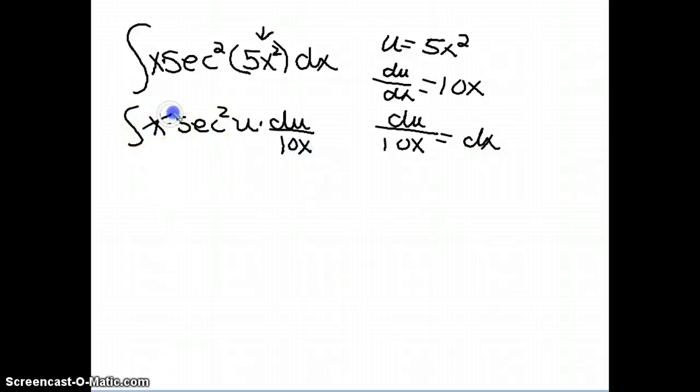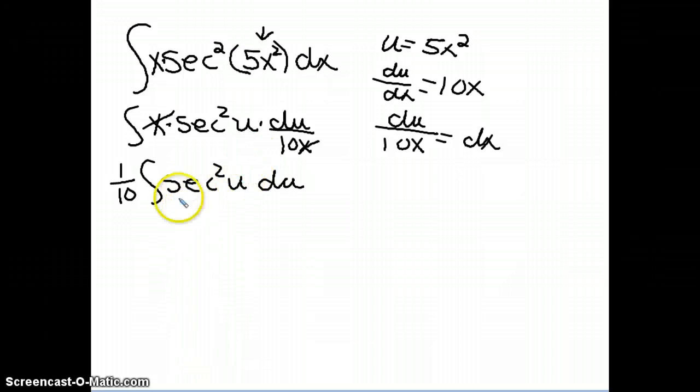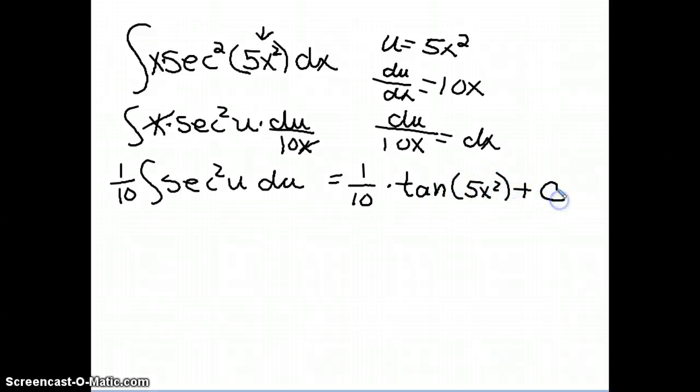And now this x and this x, they cancel out, which is what we want to happen, because now that extra little piece is gone. Why? Because it's needed as part of the derivative of this angle. So I'm going to pull out the 1/10, and I get the integral of secant squared u du. That's exactly a rule. So I know that that's equal to 1/10 times, whose derivative is secant squared? It's tangent. So I get the tangent of our angle plus c. Done. All right, so you've got to have your note cards out and you've got to look.